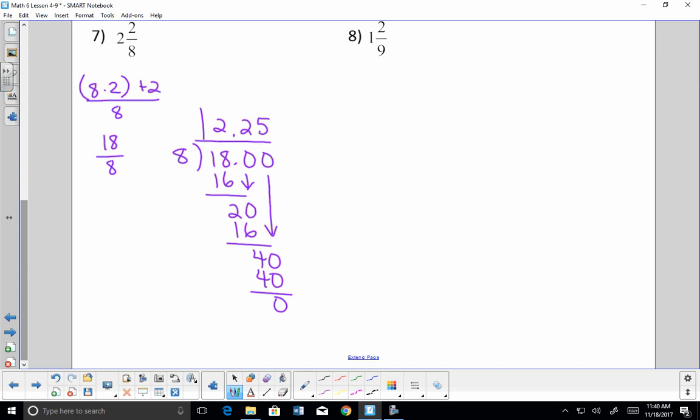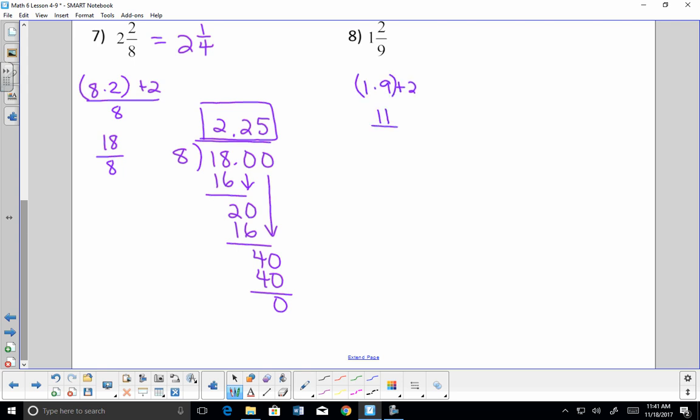Some of you may have known that because you may have looked at this and said, oh wait, 2 and 2/8 is 2 1/4, and 1/4 is 0.25. So you may have been able to do this in your head, but if you couldn't, this is how you can do it. Okay? 1 and 2/9 probably can't do in your head, because most people don't know what ninths are in decimal form. So 1 times 9 plus 2 is 11 ninths.